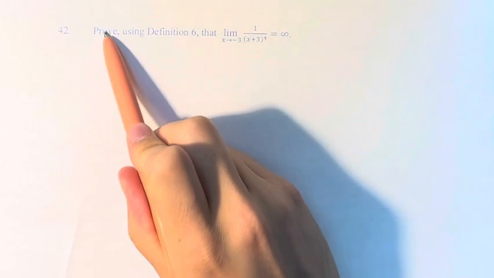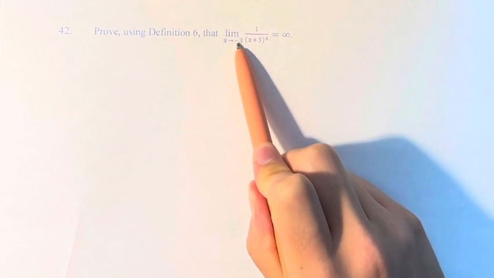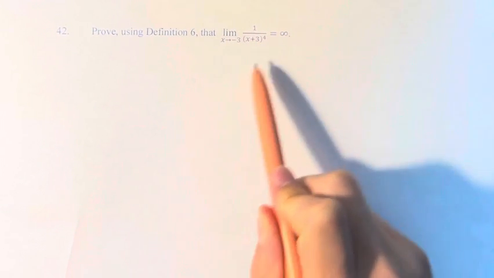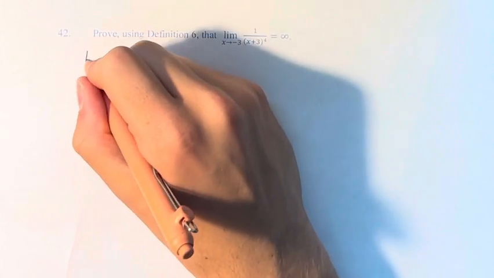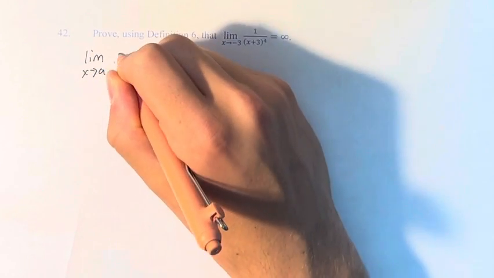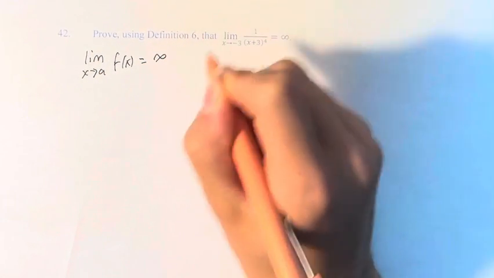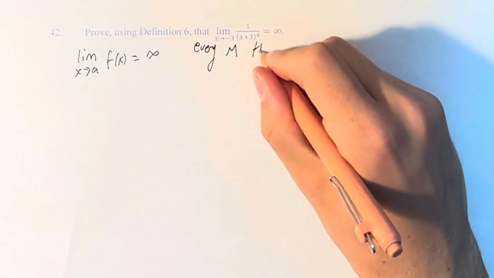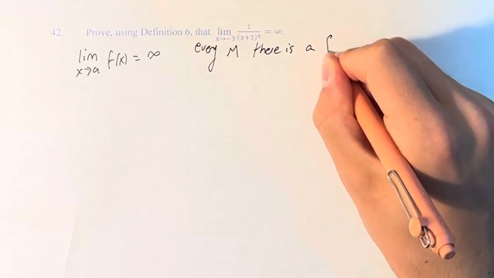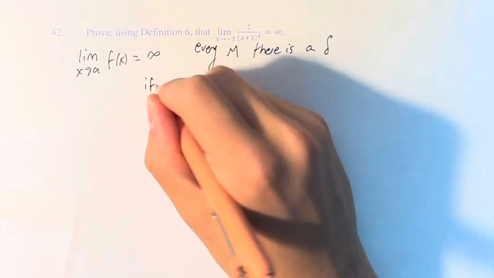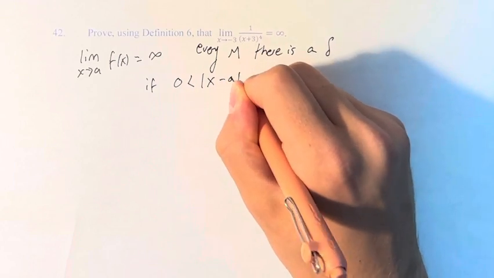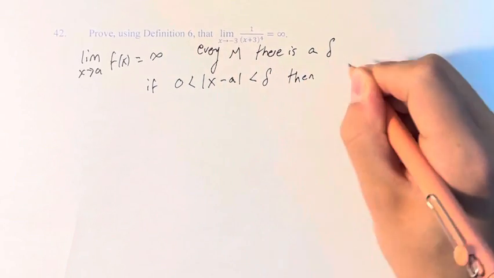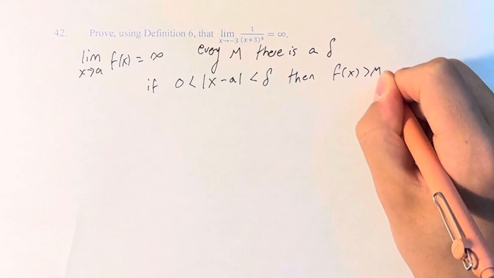In this problem, we're asked to prove using definition 6 that the limit as x approaches negative 3 of 1 over (x plus 3) to the fourth is equal to infinity. Definition 6 states that the limit as x approaches a of f of x is equal to infinity. This means that for every positive value M, there is a positive delta such that if 0 is less than the absolute value of x minus a, which is less than delta, then f of x is greater than M.